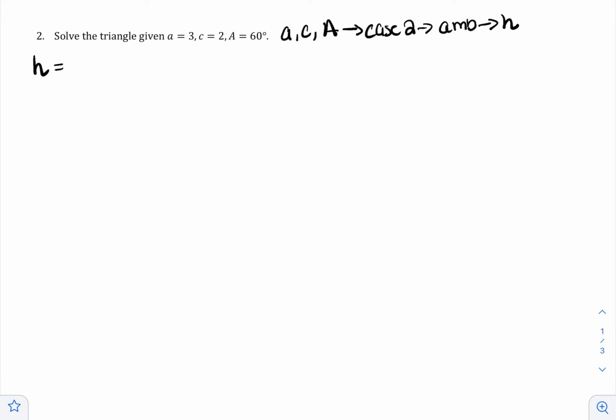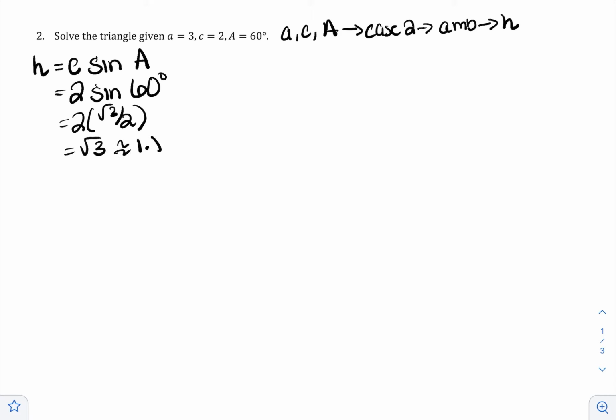So h is equal to the sine of the only angle that's given to me times the side that doesn't match. When I plug that in, I get 2 sine of 60 degrees, which is 2 times the radical 3 over 2, which will be square root of 3, approximately 1.8, right before the square root of 4, which is 2. Now I compare it to the side I haven't used yet. So 3, which is a, is greater than 1.8, and a is greater than c. So when I swing at the bottom, I'm only going to touch the bottom once, so I'm going to have 1 triangle.